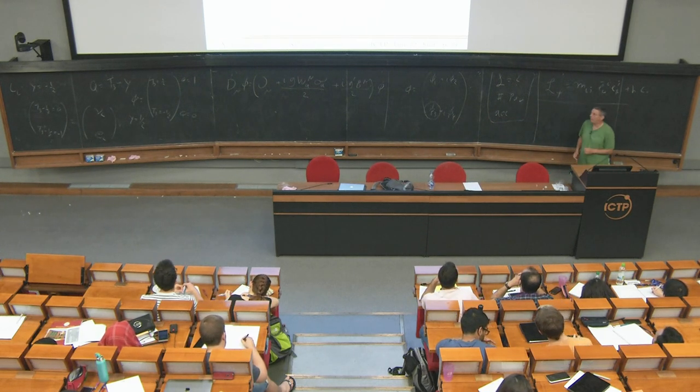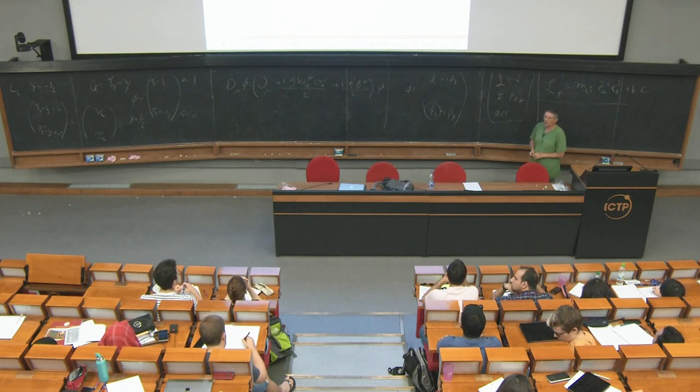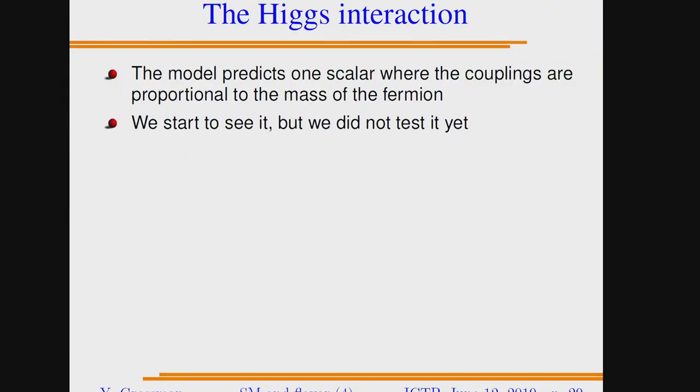Good. Before I conclude, let me also say something about the Higgs boson. I didn't talk about the interaction of the Higgs boson. The Higgs boson couples to fermions, and when you actually write out the interaction, you find that the interaction of the Higgs is proportional to the mass of the fermion.